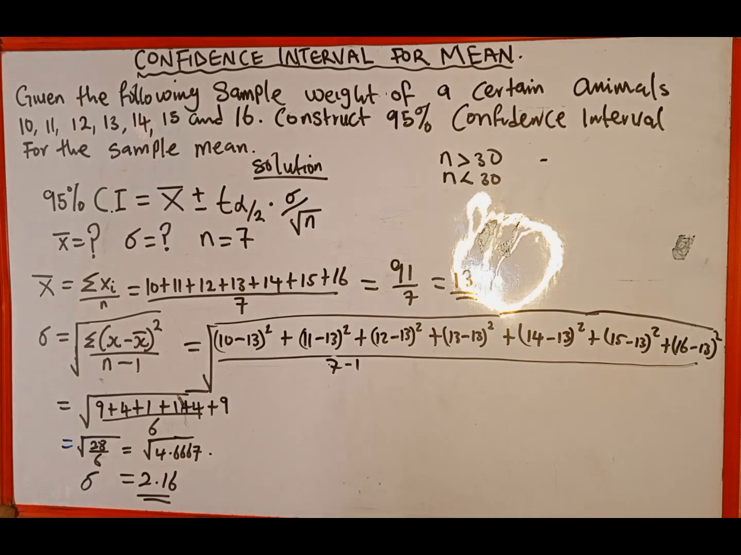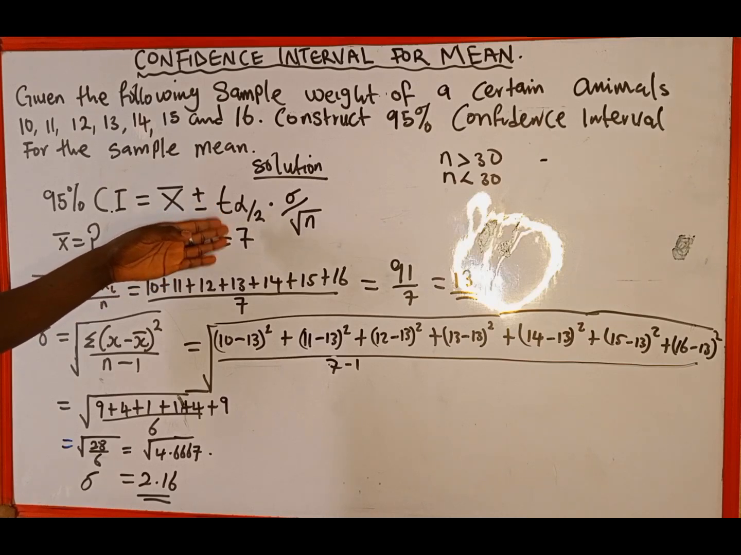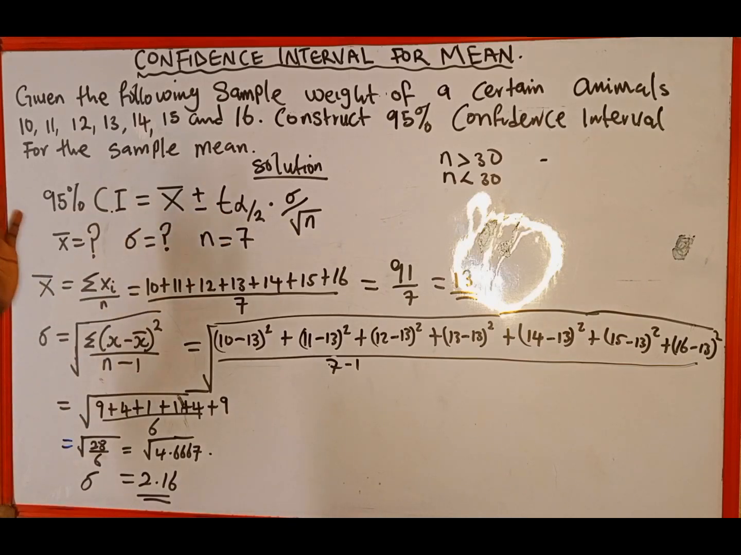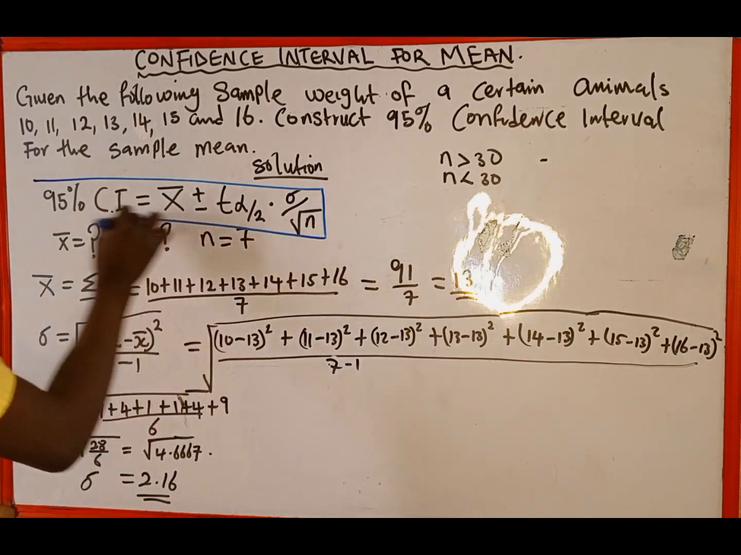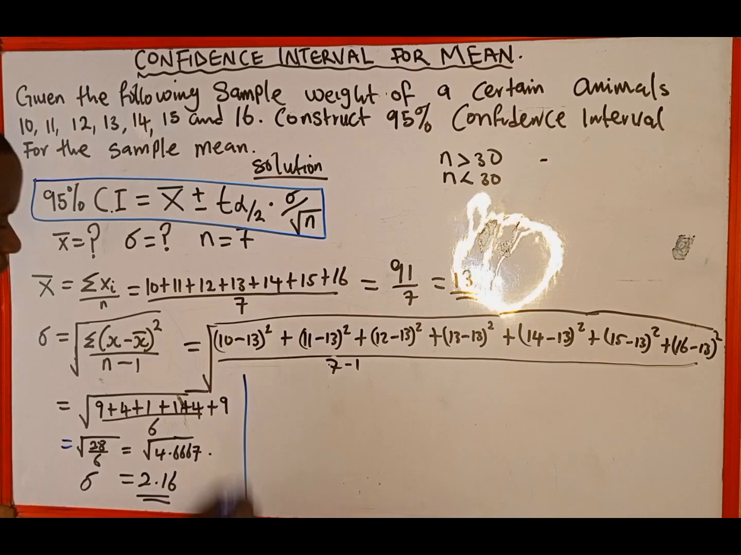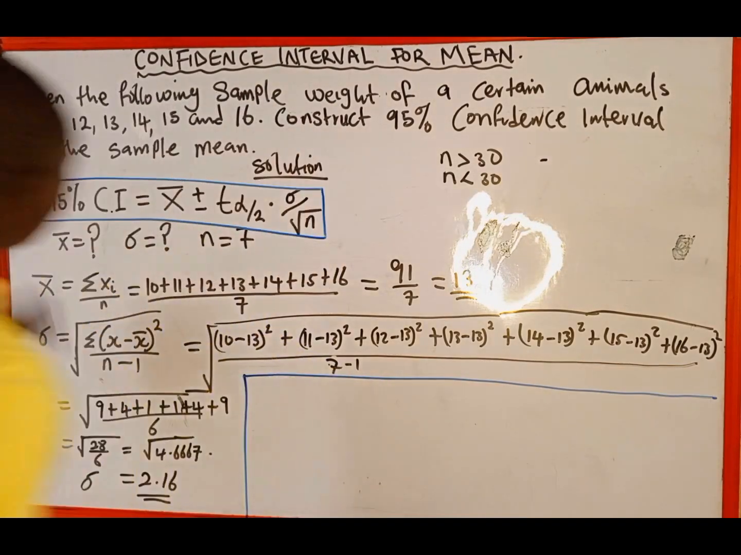So if you look at this question, the data from the question, the standard deviation we have found to be 2.16, and the X bar, which is 13. Then the T distribution table at 95% confidence interval, we're going to read the value from the table. So now it's very easy. We can substitute into the formula. So we are going to have what?